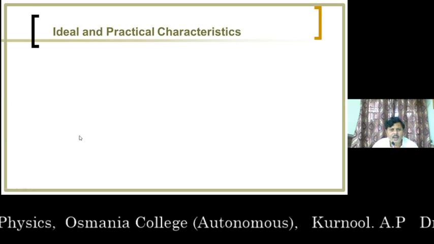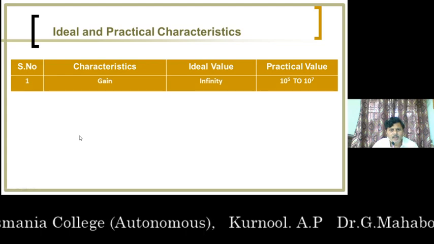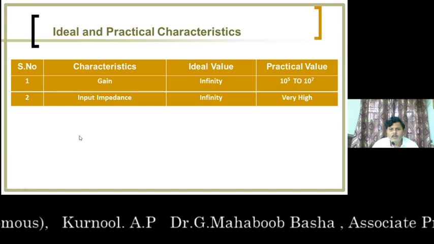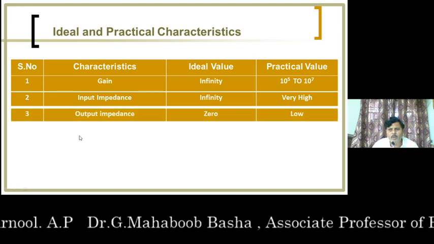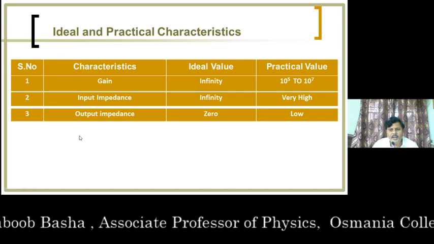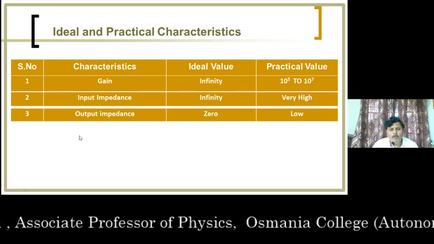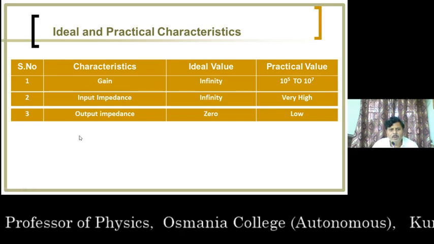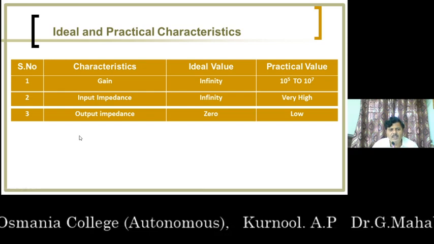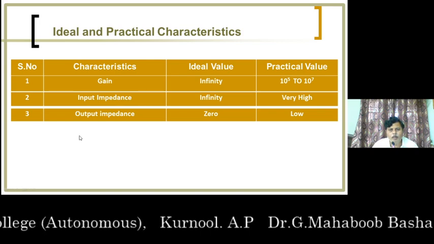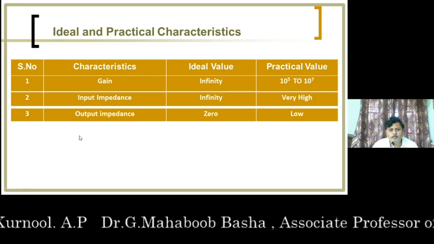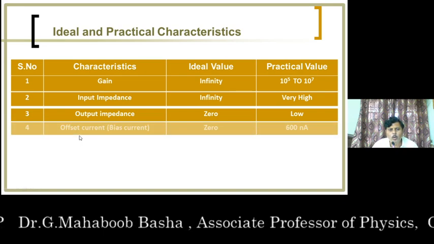Next we will see ideal and practical characteristics. The gain of an op amp, ideally, is infinity and practically 10 to the power of 5 to 10 to the power of 7. Its input impedance is infinity ideally, practically very high. Under open loop condition, the input impedance of the op amp is very high, but once we connect a negative feedback network, the input resistor will decide the input impedance of the op amp. So we should select the Zi value to be very high. Next, output impedance: the ideal value is 0, but practically a low value.